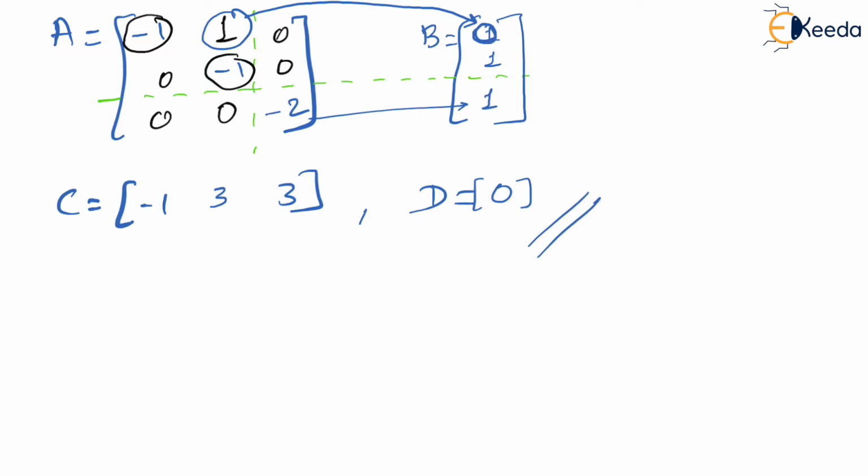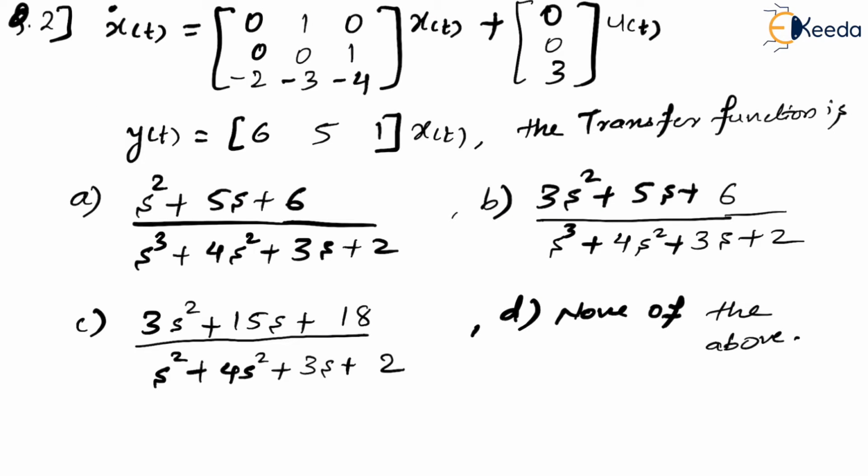Now let us think of another numerical. Yes. So now x dot equal to 0 1 0, 0 0 1, minus 2 minus 3 minus 4, with B as 0 0 3, and y of t equal to 6 5 1. And what are they asking? They are asking us to find the transfer function. The transfer function is what? That is what they are asking.